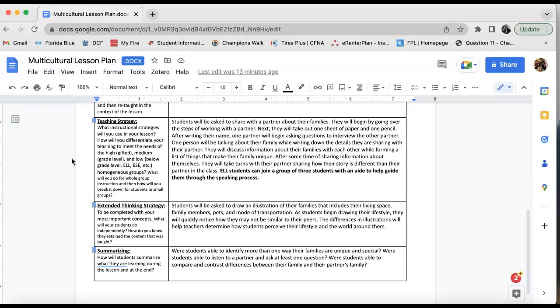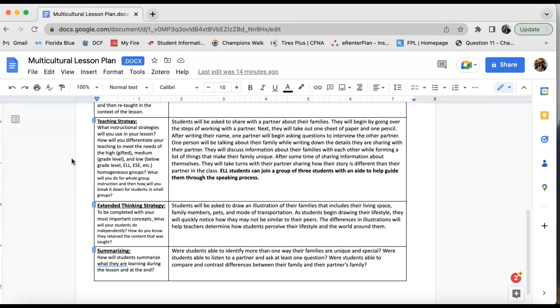So, after the story is read, students will be able to share with a partner about their families and how their families are unique and special to them. So, they will be partnered or in a small group, depending on if there are any ELL or ESE students. They can work together and take turns sharing about their families and listening to other perspectives as well. This will happen on day 2.